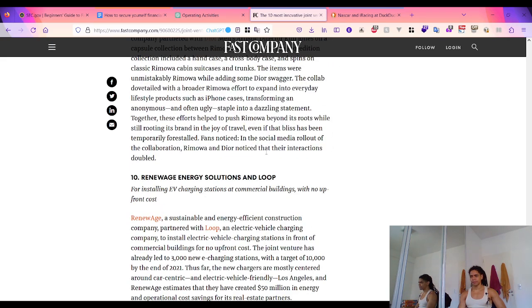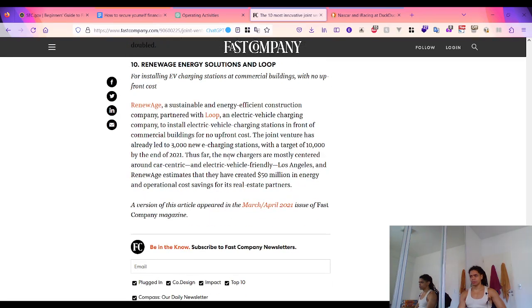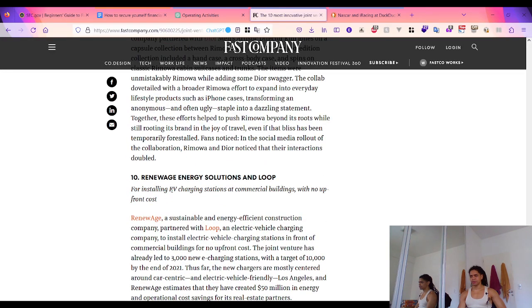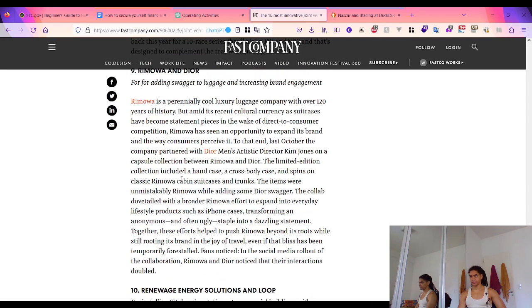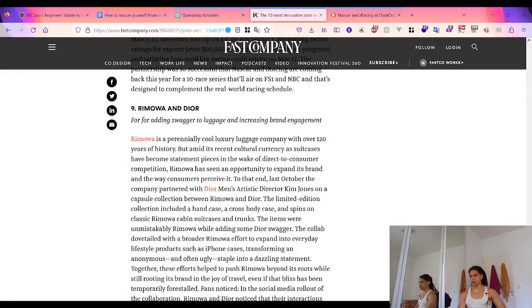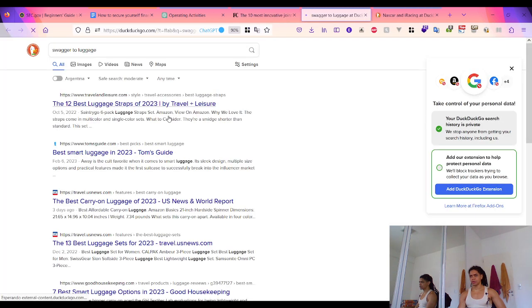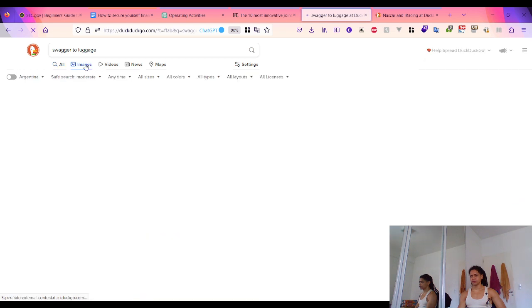Ooh. And look, for installing electric vehicle charging station and commercial building with no upfront cost. Okay. For adding swagger to luggage and increase brand engagement. Swagger to luggage. Swagger to luggage.